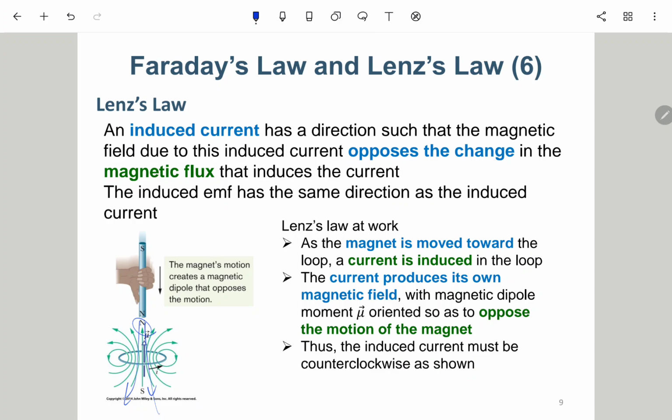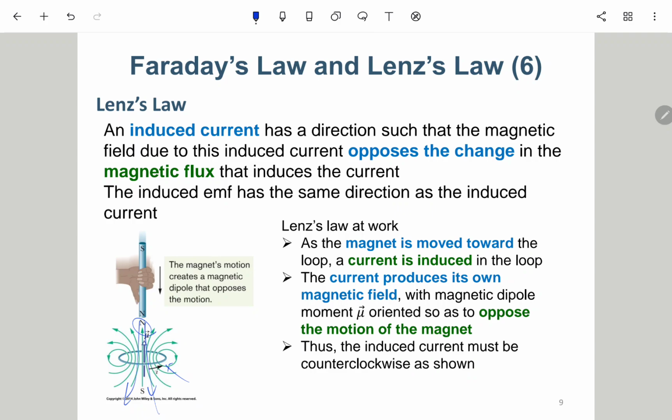increasing. So in such a way, this loop will try to generate some B field that is pointing upward. Okay, because this B field is pointing downward and increasing. So this generated B field by this loop should be pointing upward to cancel this change. Of course, it tries to cancel part of it, not all. So after canceling some, there will still be some B field remaining.